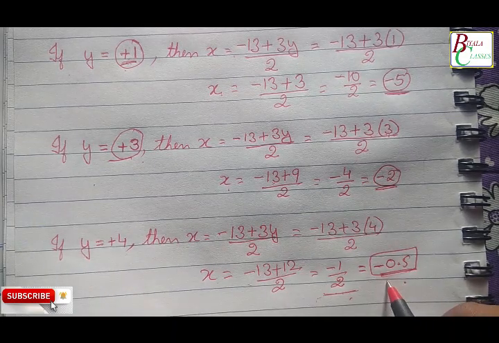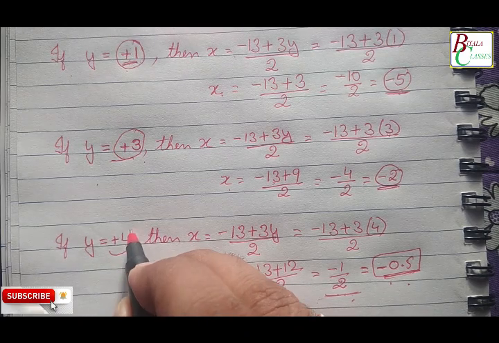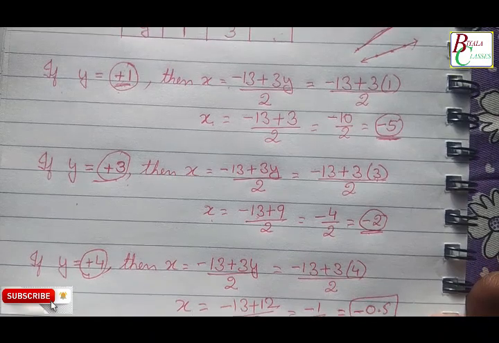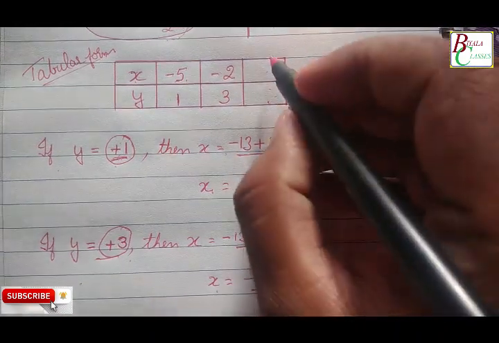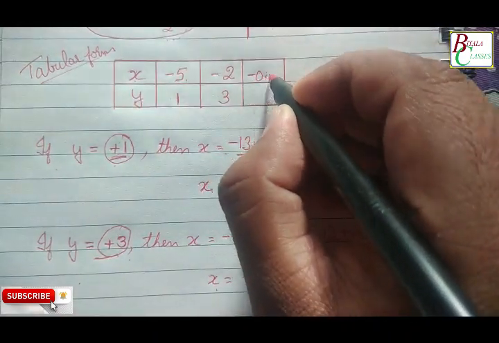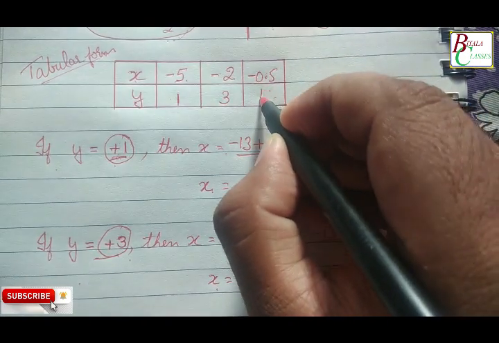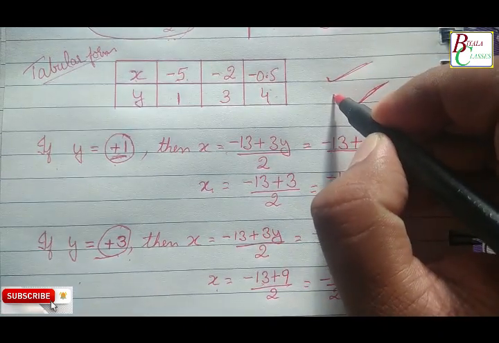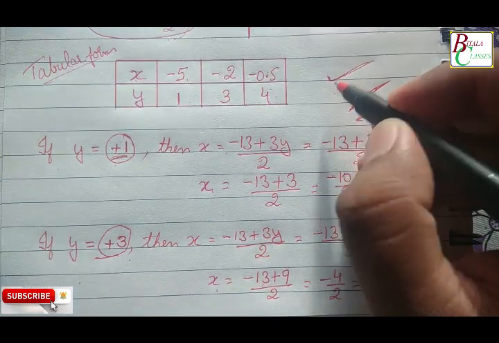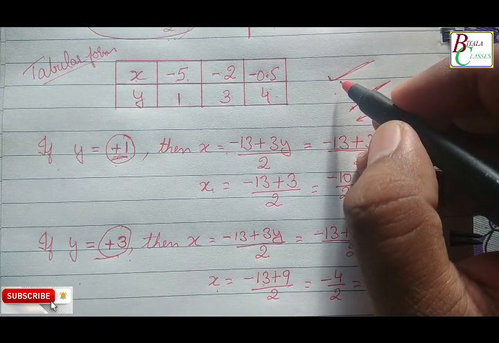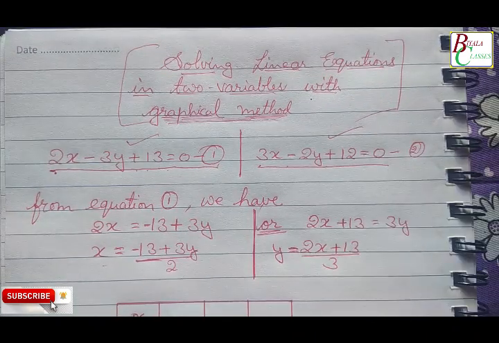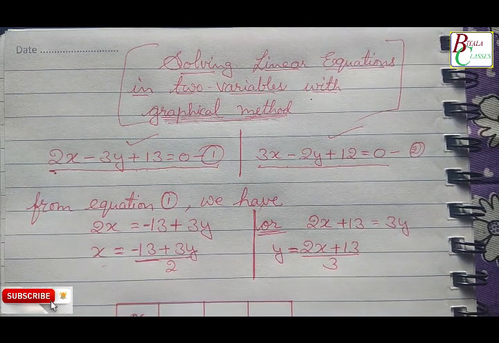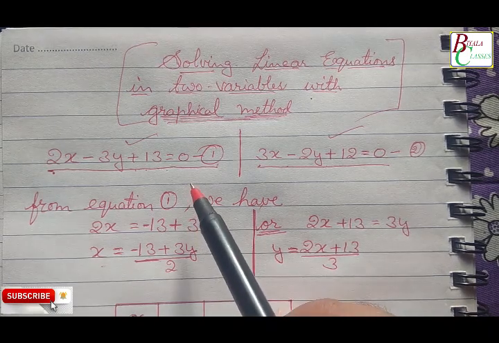Now value of x is minus 0.5, value of y is plus 4. This we will substitute or fill in the table. So here x is minus 0.5 and y is 4. So this is the solution of the first equation. We are getting 3 solutions of the first equation. Now we will solve the second equation in the same way. We will first find the solutions for these equations. One by one we will try to do it.